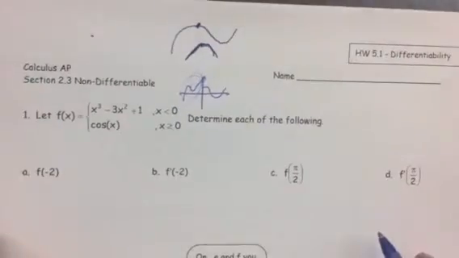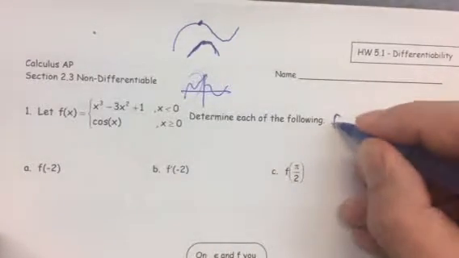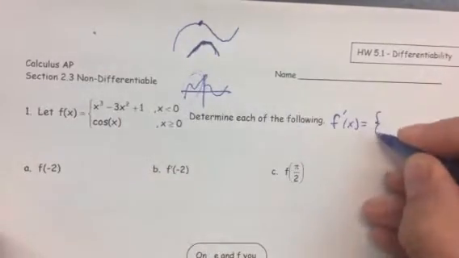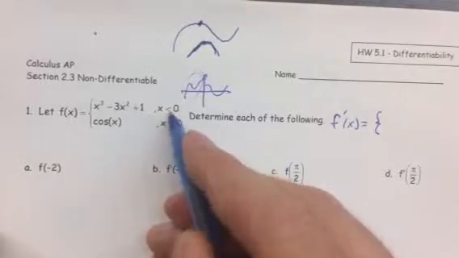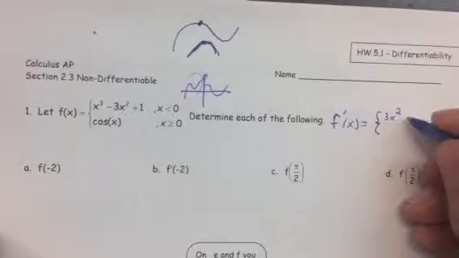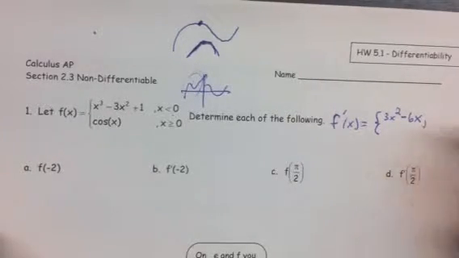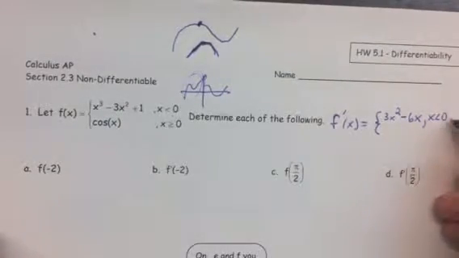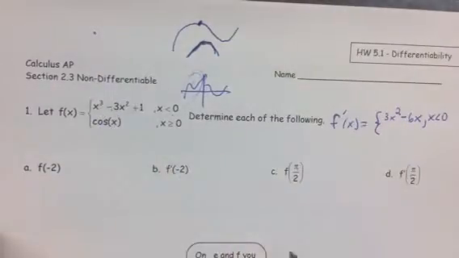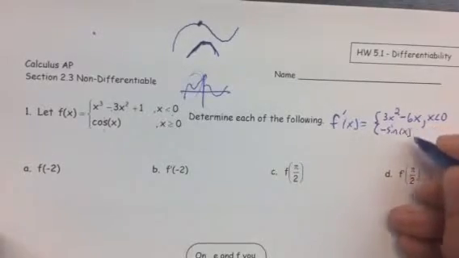Let's do D. F prime of pi over 2. So first we're going to find f prime. F prime of x is going to be a piecewise function, and to the left of 0 it'll be the derivative of this, 3x squared minus 6x, and the derivative of 1 is 0. And this will be when x is less than 0. This will be the derivative. The slopes of the tangent lines to the left are the slopes of the tangent lines of the cubic function. And the derivative of cosine is negative sine of x.